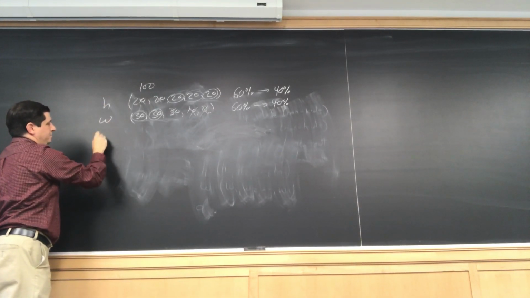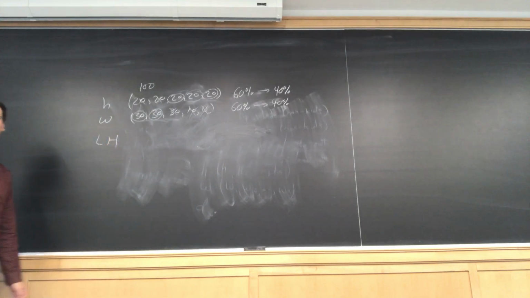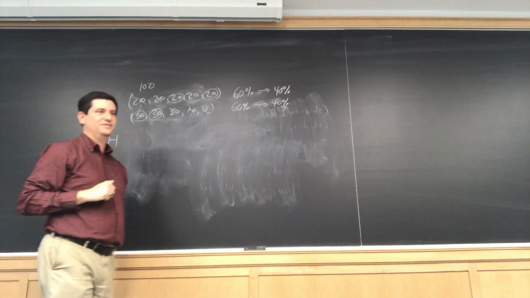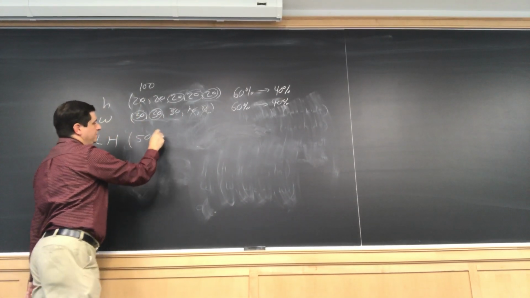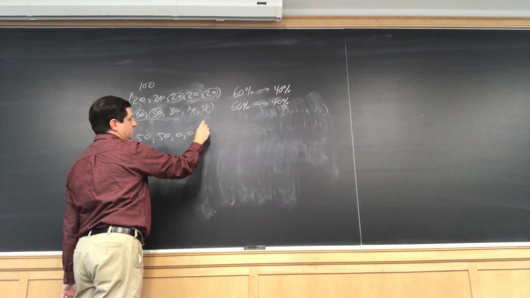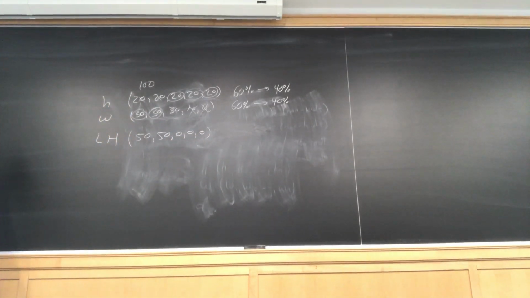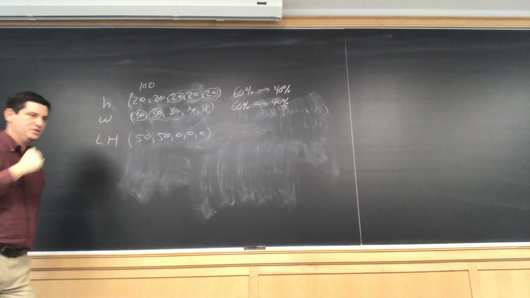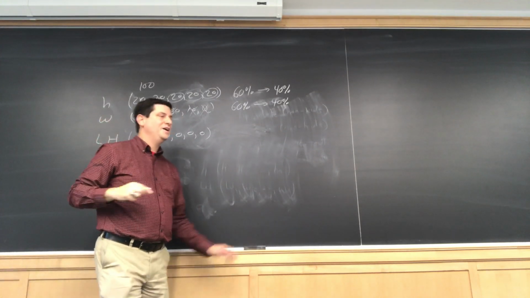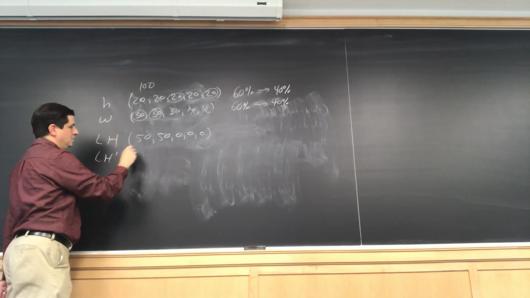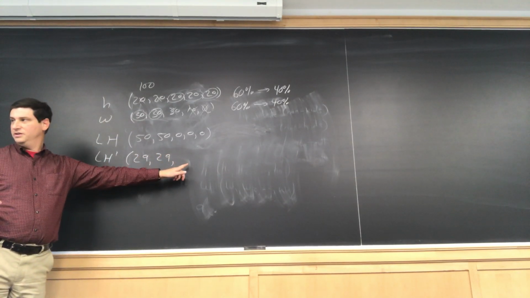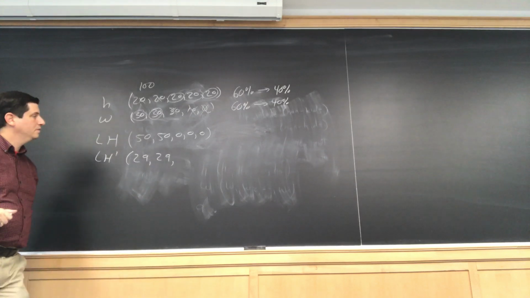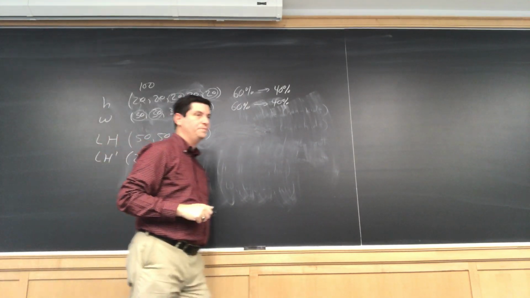Husband, wife, lying husband. How much did the husband say he values each thing? One is 50, 50, 0, 0, 0. I think there's some good in that, but maybe 29, 29, and then however that adds up. 14, 14, 14, I think works.